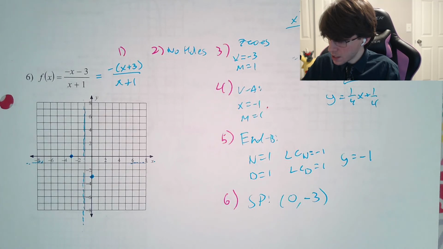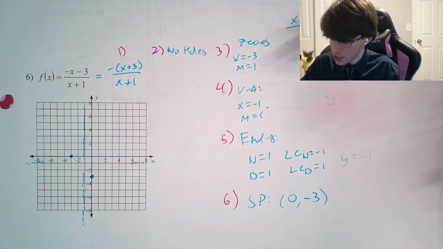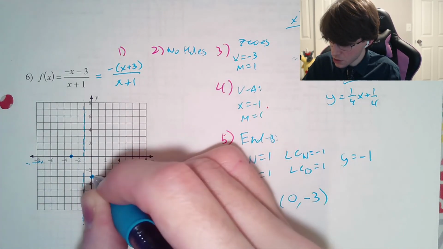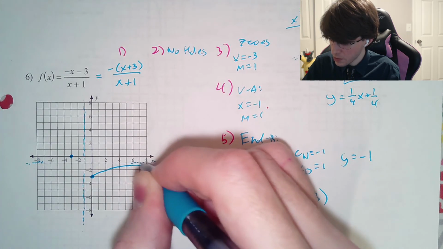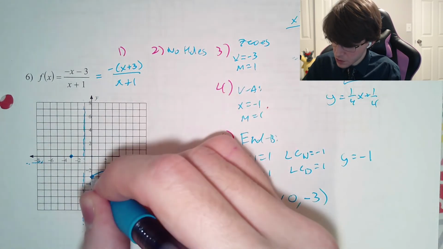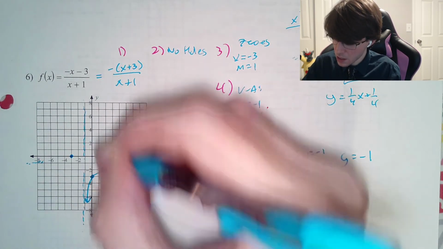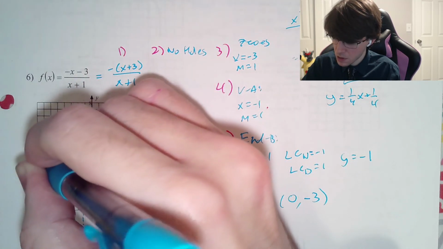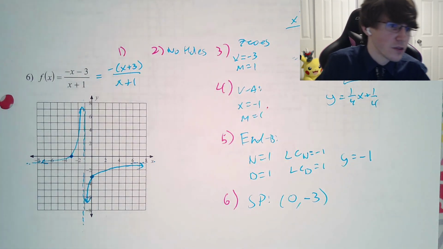And we have no holes, so that's it. So we have our starting point that we did at 0, -3. Going off here, there's nowhere to cross. There's nothing to do. Just go towards the asymptote, and that's all you have to worry about. Going left, we must go towards this guy here, hop up to the top, cross through, and there you go. There's the entire thing.